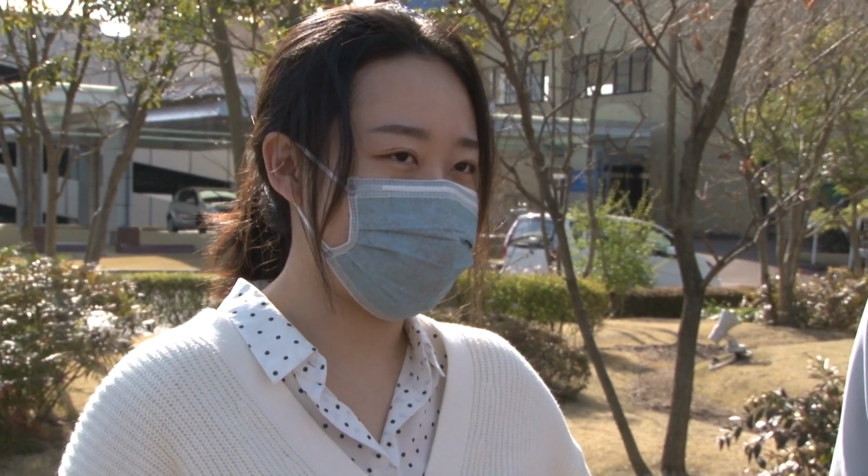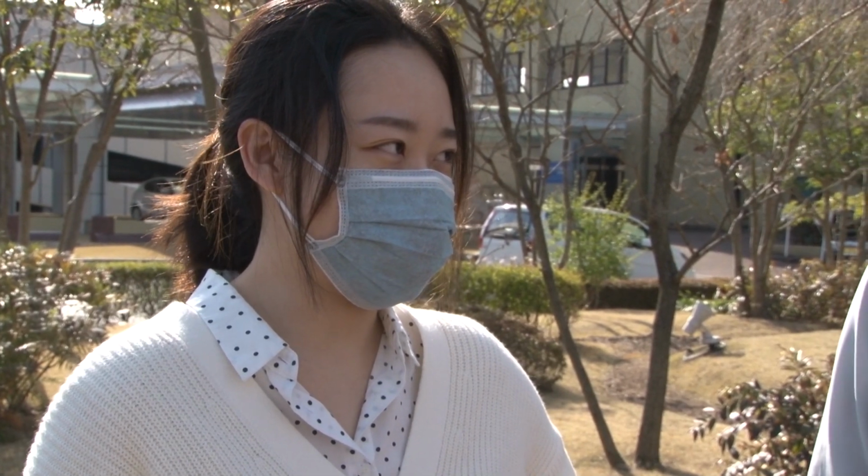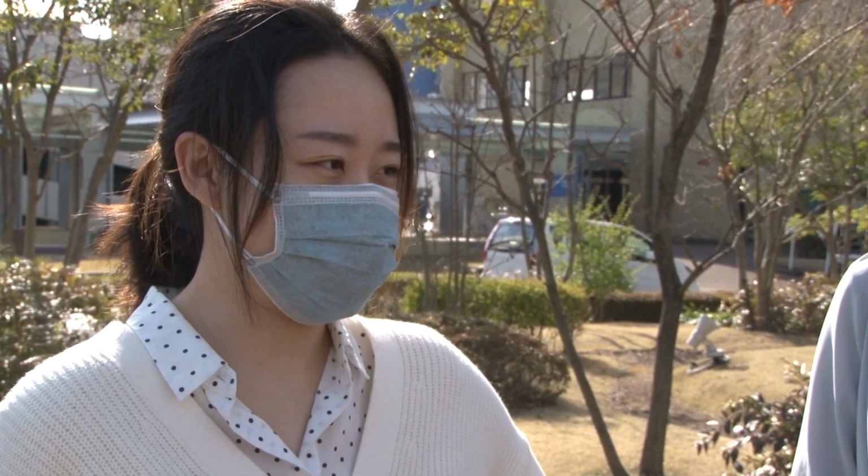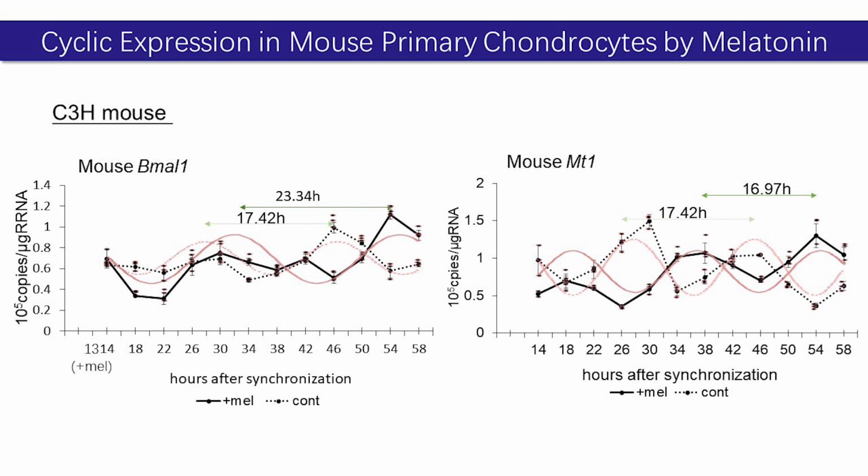This is Fushenki, a fourth-year graduate student. What kind of research are you doing? I'm Fu Shanqi from China. My research is about circadian rhythm in cartilage. We found that addition of melatonin, which is a sleep hormone, can adjust some genes' rhythmic expression.